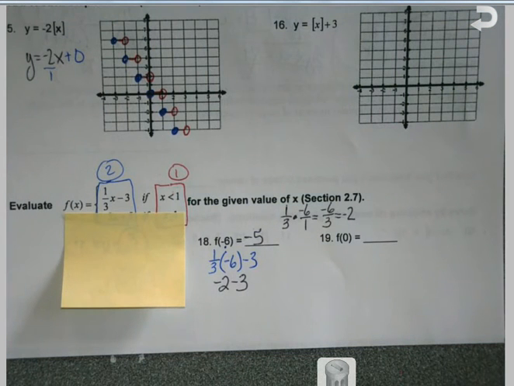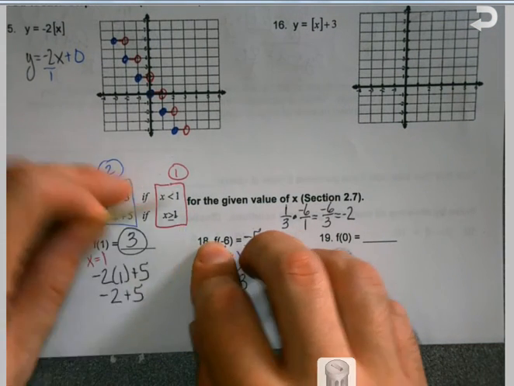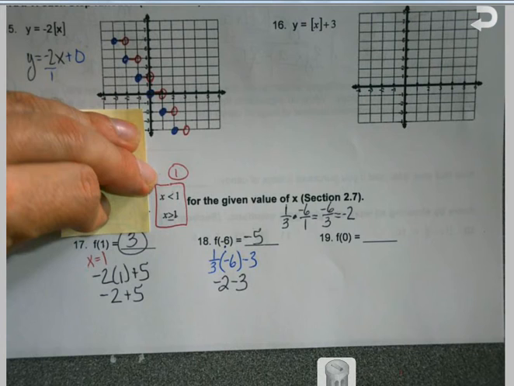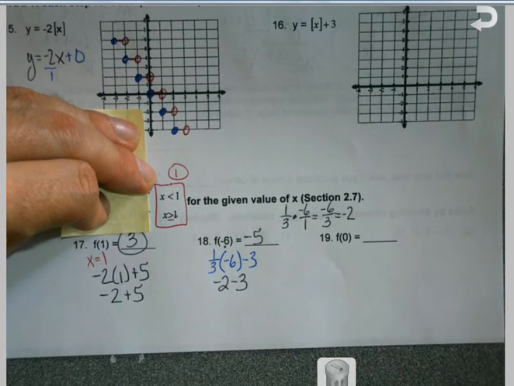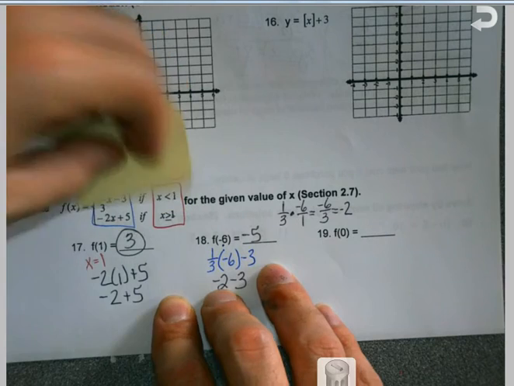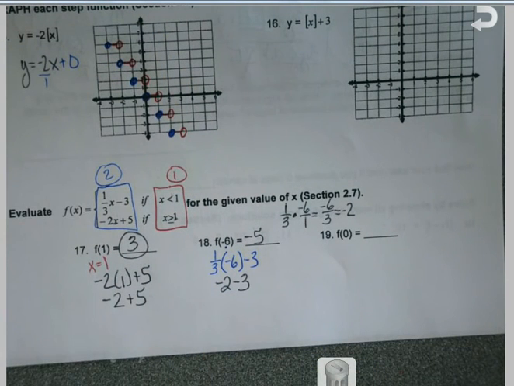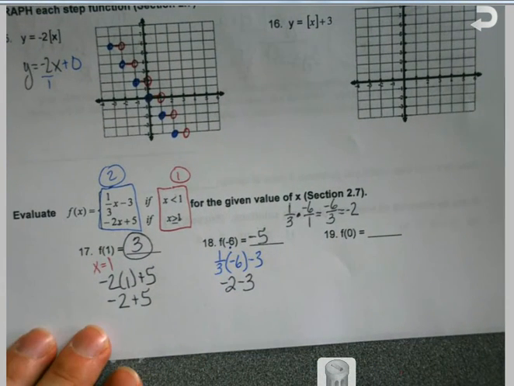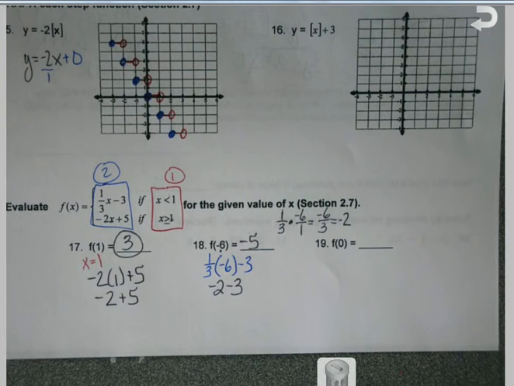But that's how all of these work. It's always which one does it fit into first, and once I figure out which one of those is true, I can determine which expression I'm using. It's never for both. It's only going to be for one each time. And that's the big thing with those.